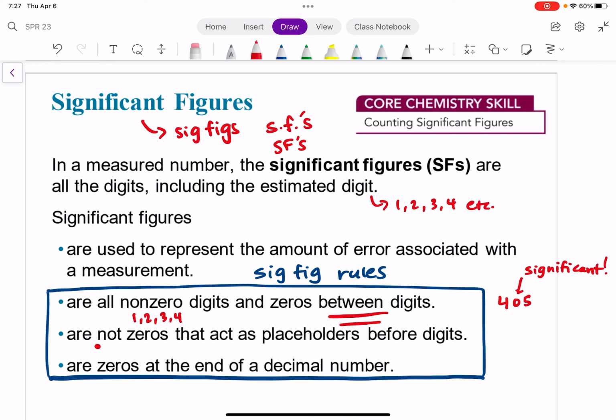Significant figures are not zeros that act as placeholders before digits. So anything when you see 0.00225, these zeros in front are not significant. Let's actually write that down. Not significant.